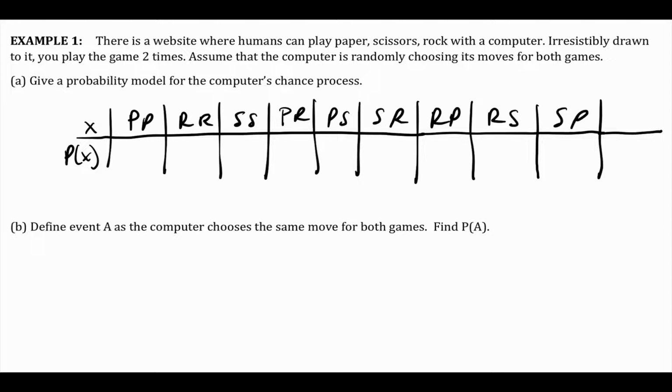Okay. Now the probability. What's the probability that I do paper? Or the probability that, let's see, assume the probability that the computer does. Sorry. Obviously I wouldn't do probability of me because I control that. It's not a random event, but I can't control what they're doing. So what's the probability that the computer chooses paper first and then paper second?